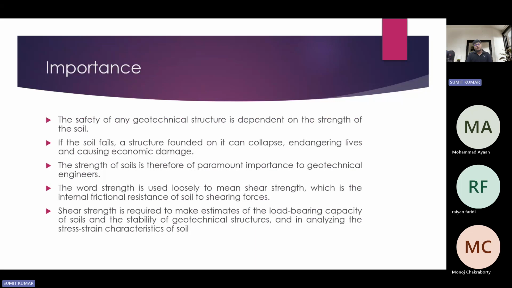And the word strength is used loosely to mean the shear strength. In terms of soil, when we say what is the strength of soil at this XYZ site, over there we mean to say the shear strength, which is caused due to internal friction, the resistance of the soil to the shearing forces. The shear strength is required to make the estimate of the load bearing capacity of soil and the stability of the geotechnical structure, and in analyzing the stress-strain characteristics of soil.